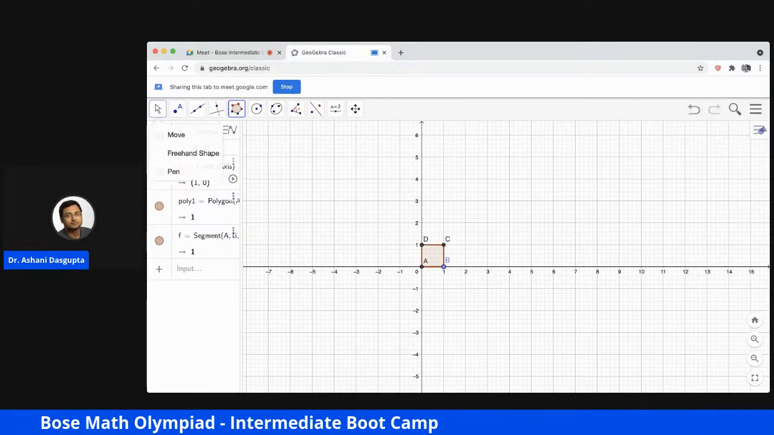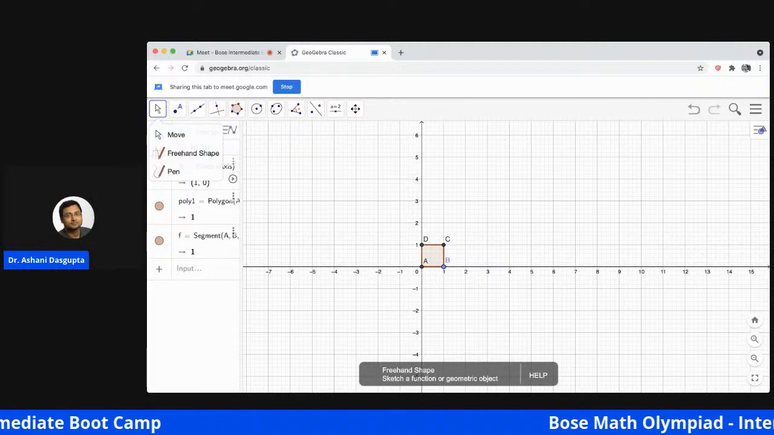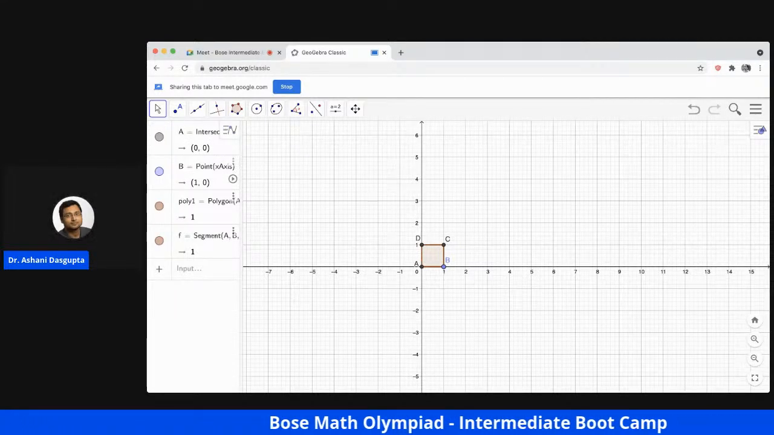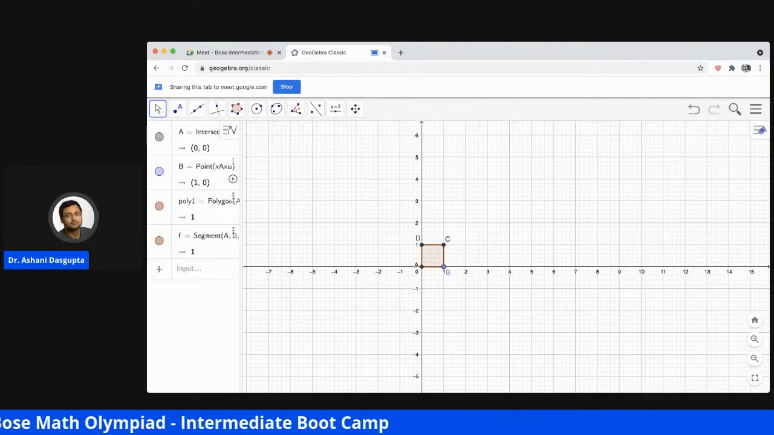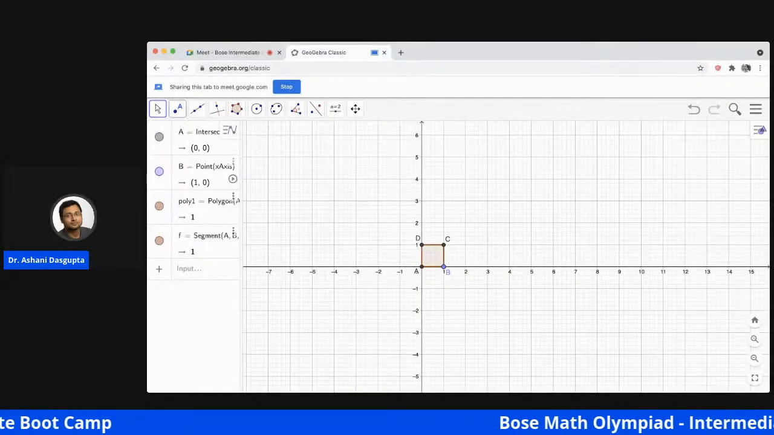So you basically get a square. So can anyone tell me what is the area of this particular square? One unit. 1 unit square. Excellent. Very good. That's true. Let's do another one.